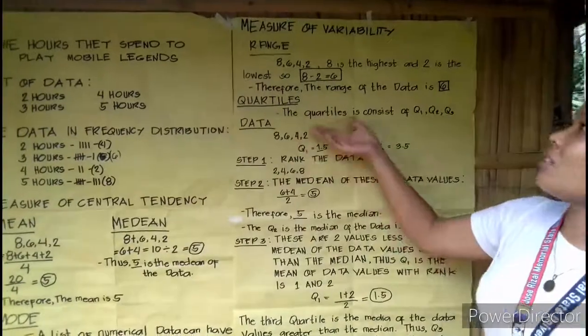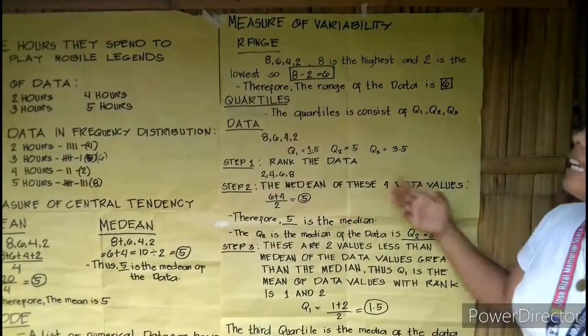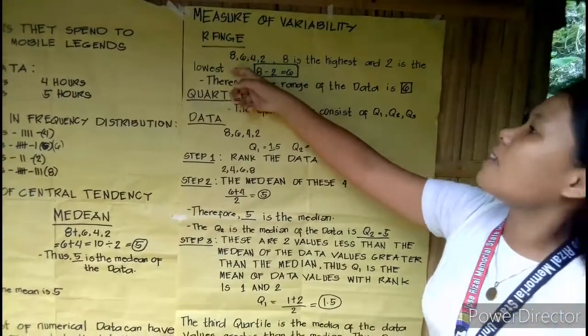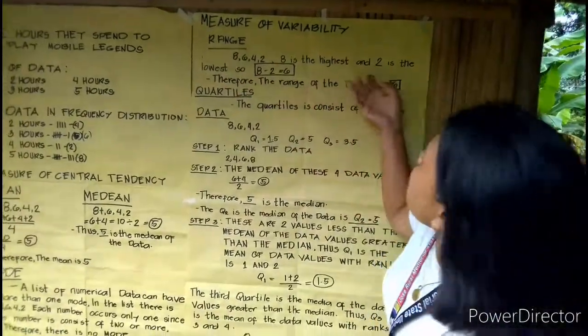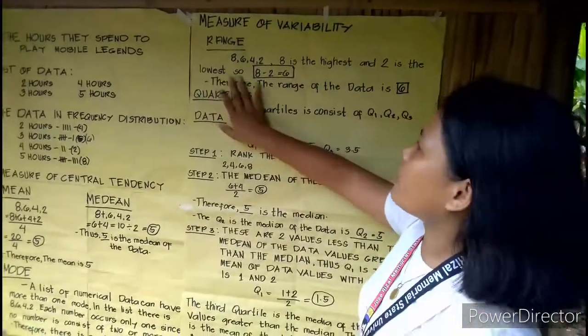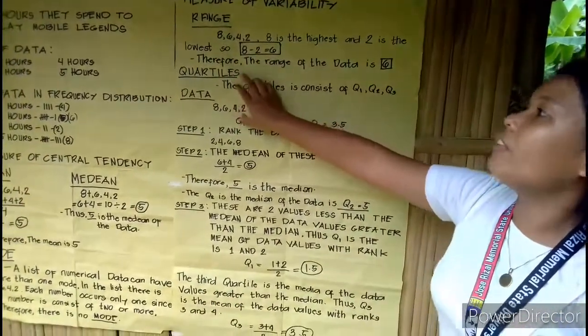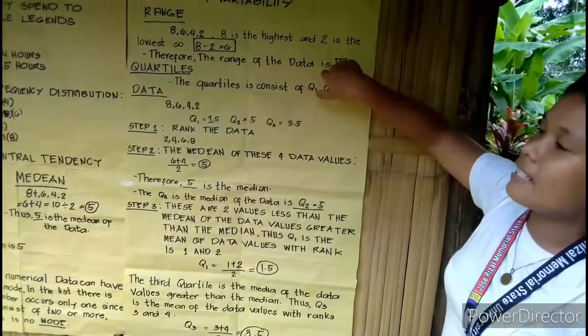So, let's go to the measure of variability. Range. 8, 6, 4, and 2. Since 8 is the highest and 2 is the lowest, 8 minus 2 is equal to 6. So, therefore, our range of the data is 6.